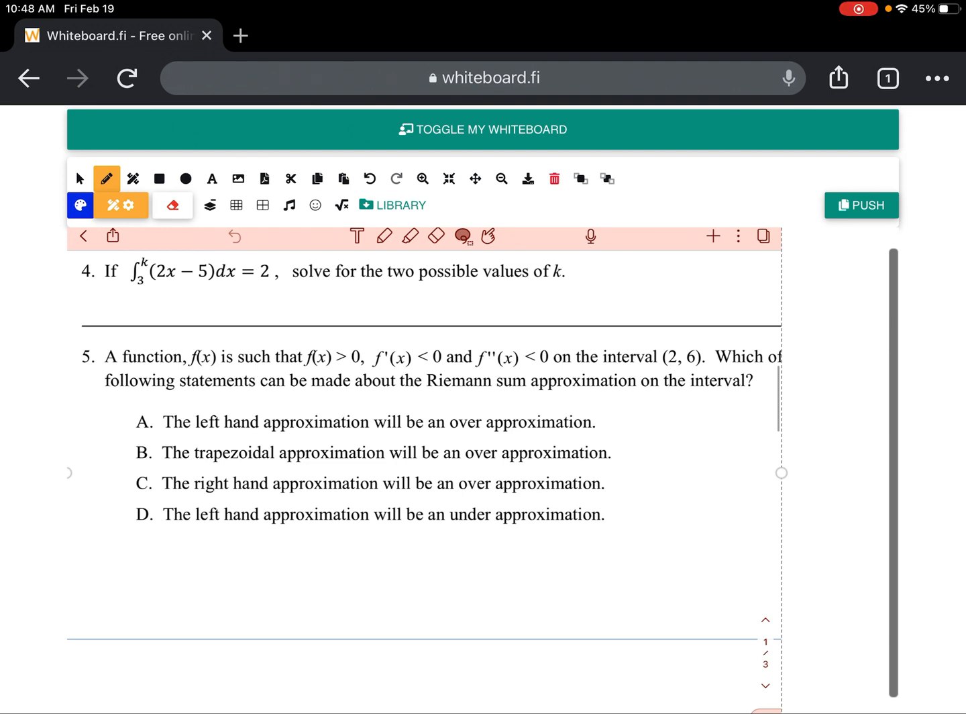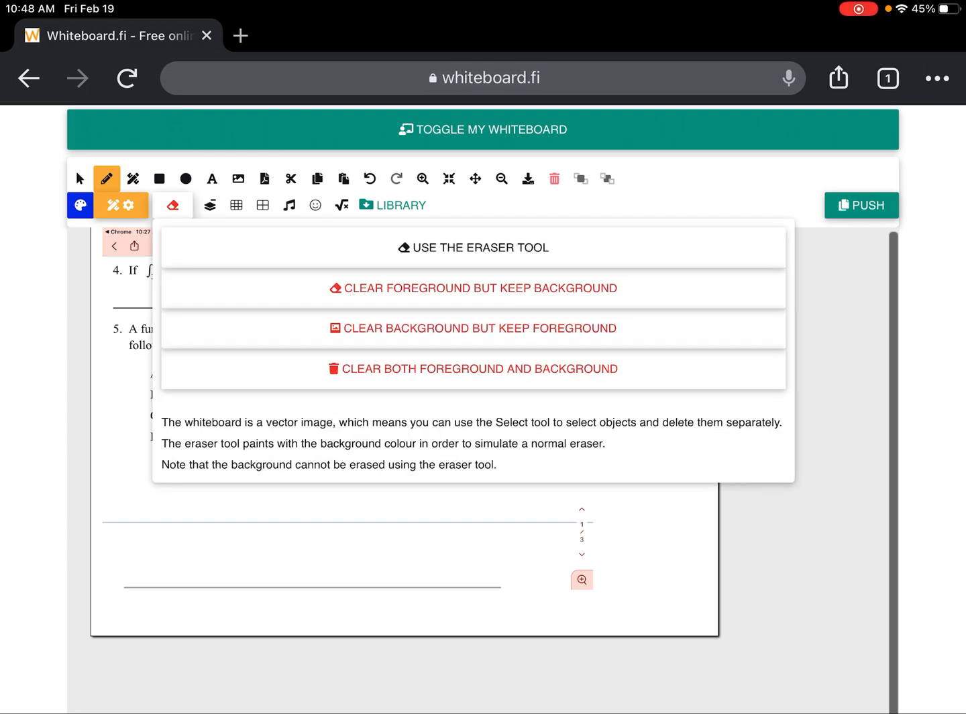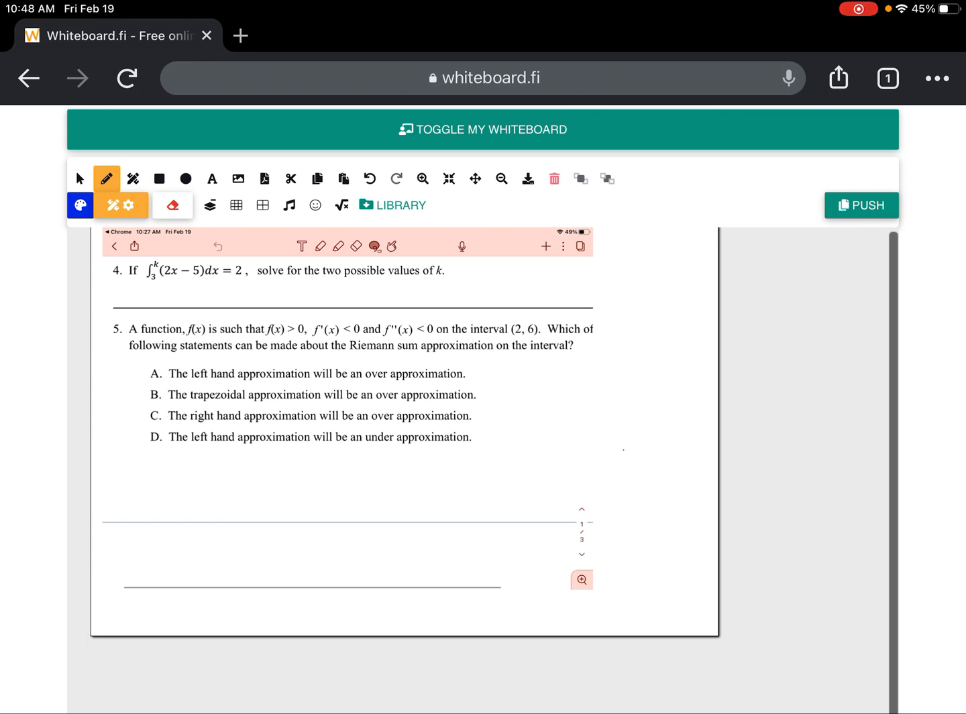Okay, the next problem says that a function f of x is such that f of x is greater than 0, f prime of x is less than 0, f double prime of x is less than 0 on the interval from 2 to 6. Which of the following statements can be made about Riemann sums? For over approximations and under approximations, really what we just want to see is a picture. What does our graph look like? And then we can make some rectangles and see if the rectangles fill up more or less area than the area that's under the curve.